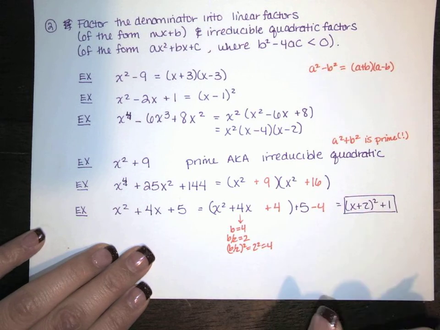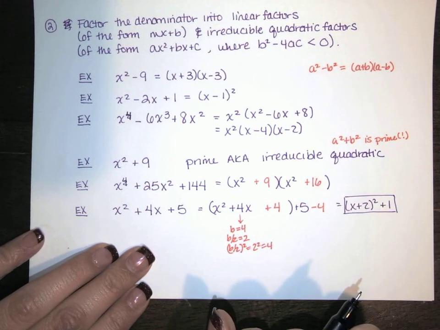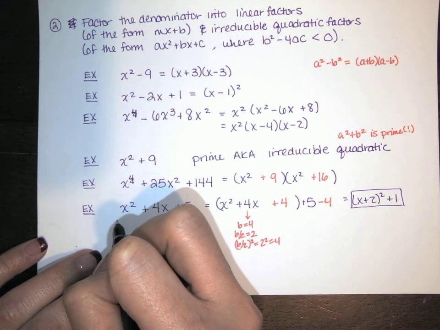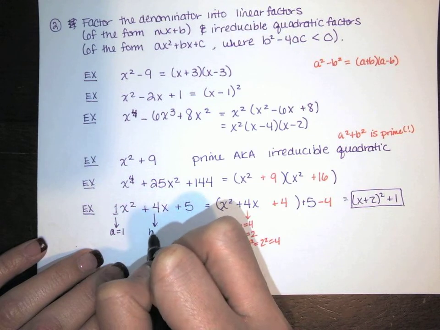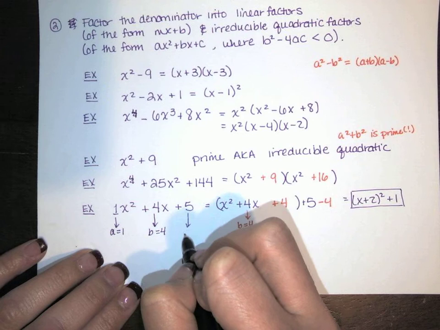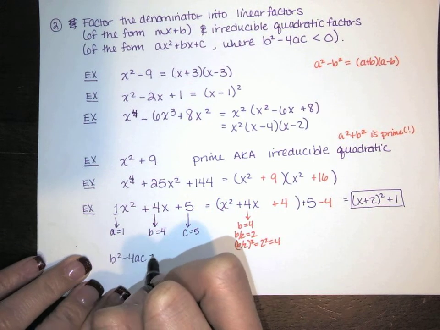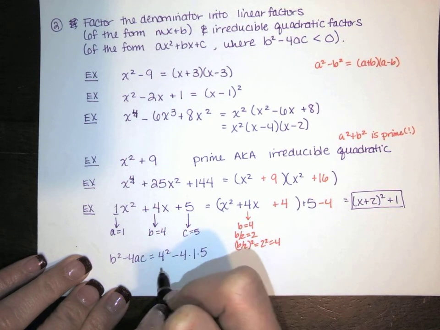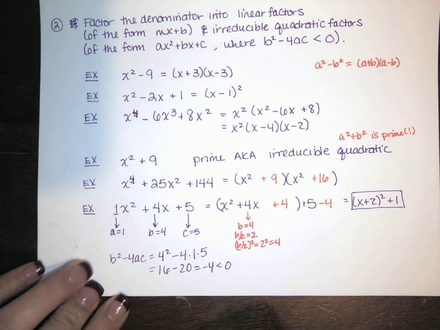That's u squared plus 1 squared. So that's an irreducible quadratic, that's prime. You could also identify a, b, and c. A is the coefficient of x squared, excuse me. B is the coefficient of x, and c is the constant term. Notice that b squared minus 4ac, that's 4 squared minus 4 times 1 times 5, 16 minus 20. Notice that that's a negative number.